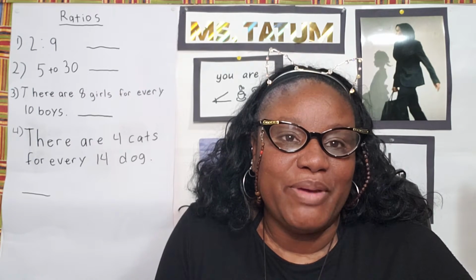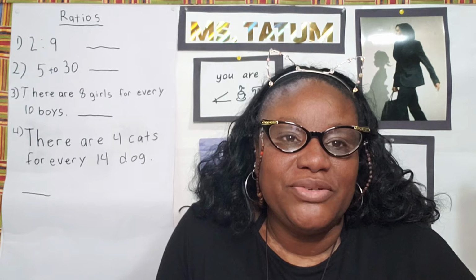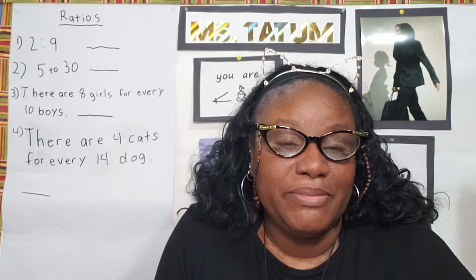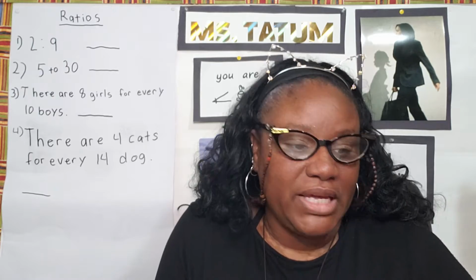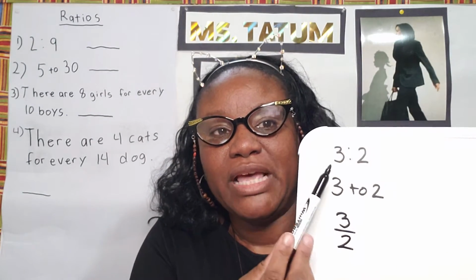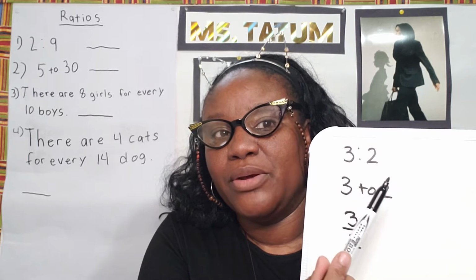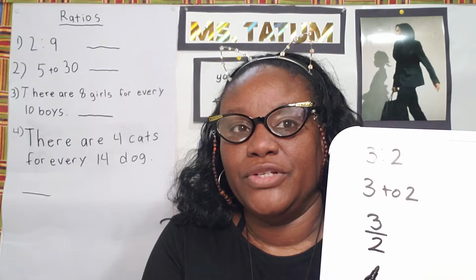Today we're going to be learning about ratios. So let's just jump to it. We use ratios to make comparisons between two things. Ratios can be expressed in three different ways. You can write a ratio, for example, like 3 semicolon 2, 3 to 2, or 3 over 2.